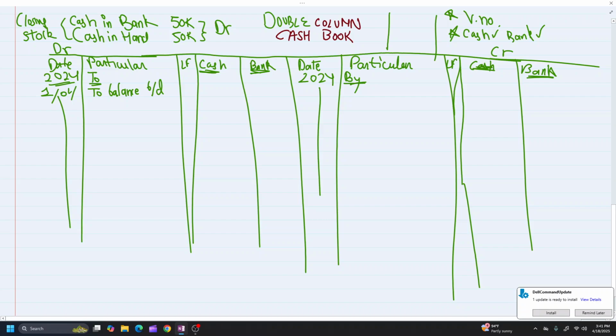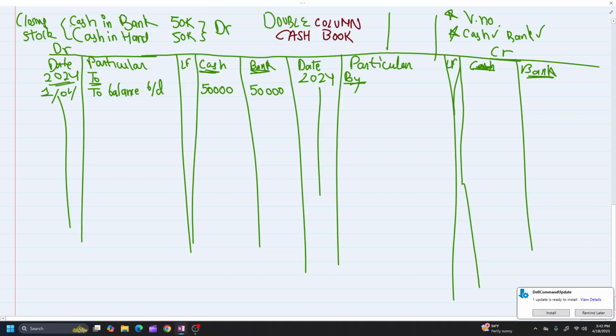So "to balance brought down" means that you already have it and you are just writing it as it is. So you'll write 50,000 in the cash column, 50,000 in the bank column. Okay, this is how you do it.